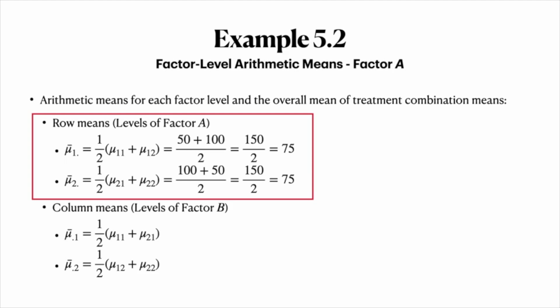These are the means of the levels of factor A. Mu bar 1 dot is the mean of the first level of factor A. The two treatment combinations at that first level of factor A have means of 50 and 100, and so when we average those values, we get 75. Mu bar 2 dot is the mean of the second level of factor A, and the treatment combinations that have that second level have treatment combination means of 100 and 50. Again, when we average those two values, we get 75.